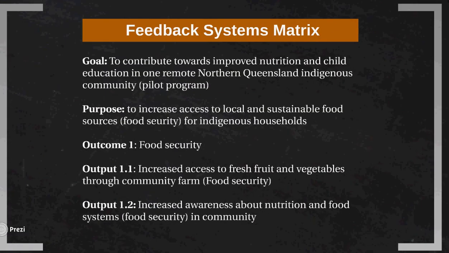The Systems Matrix goal is to contribute towards improving nutrition and child education in one remote northern Queensland Indigenous community, with the purpose of increasing access to local and sustainable food sources, and an outcome of food security. Output 1.1 increases access to fresh fruit and vegetables, and output 1.2 increases awareness about nutrition and food systems.